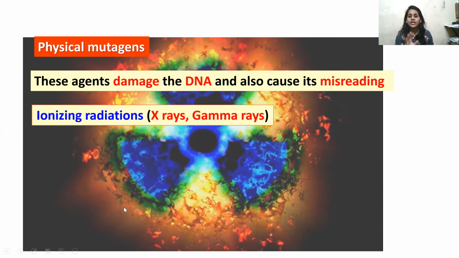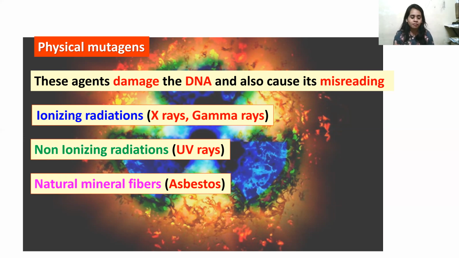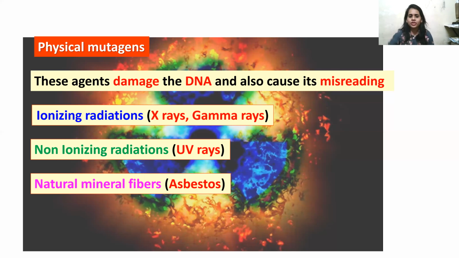The first one है ionizing radiations like X-rays, gamma rays. You must have heard ना, बहुत लोगों को आपने सुना होगा कि ज्यादा unnecessary हमारे bodies में X-rays वगैरह नहीं होने चाहिए, because those X-rays have a tendency to show mutation in our DNA. Non-ionizing radiation, that is UV rays, जिसको आज हम prevent नहीं कर सकते हैं, right? That is one of the natural causes. That is why cancer is so prevalent nowadays. Natural mineral fibers like asbestos could be another reason for physical mutations. So these are the physical mutations which can damage DNA and cause mutations.